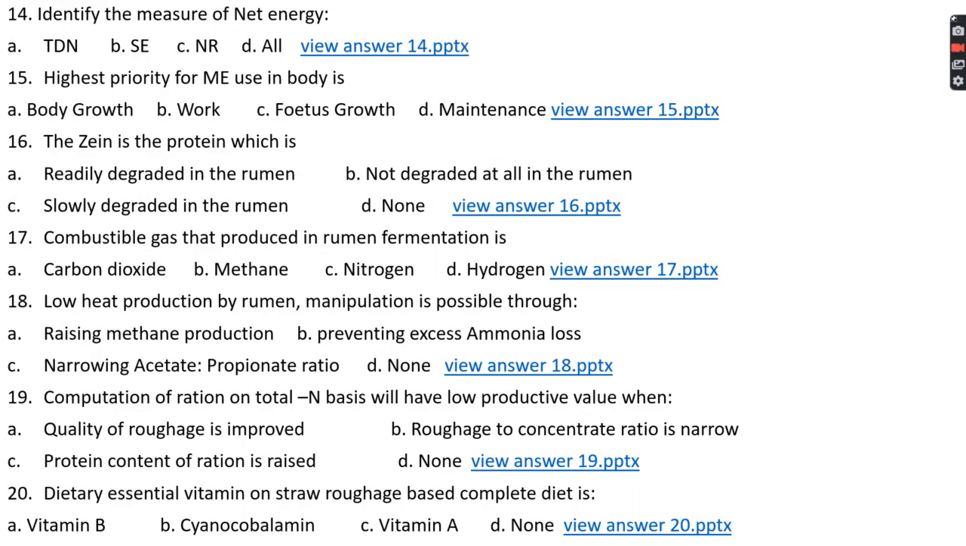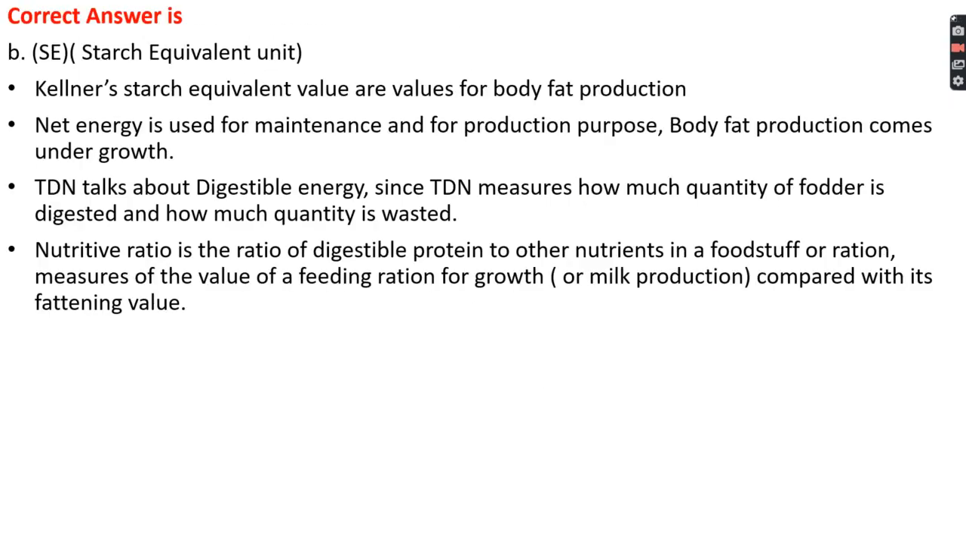Question number 14. Identify the measures of net energy. Option A, TDN, that is total digestible nutrient. Option B, SE, Scandinavian starch equivalent value. Option C, nutritive ratio, or option D, all. The right answer is option B, that is starch equivalent unit.